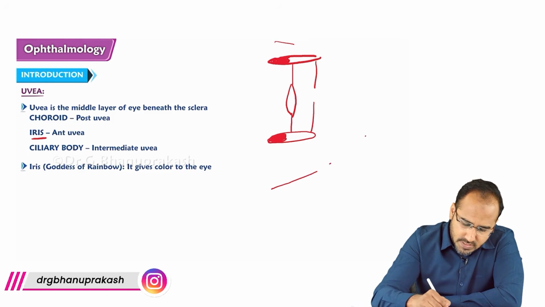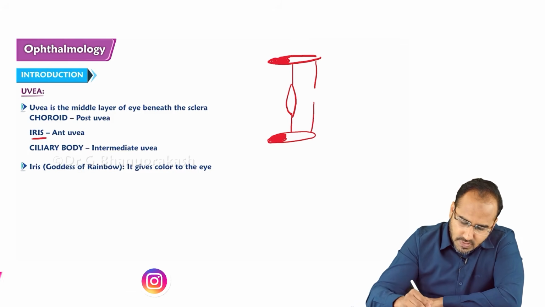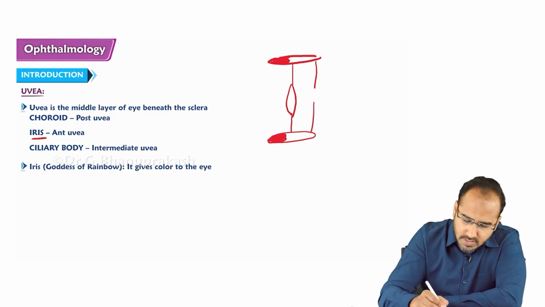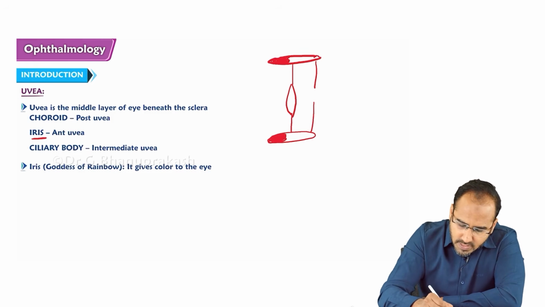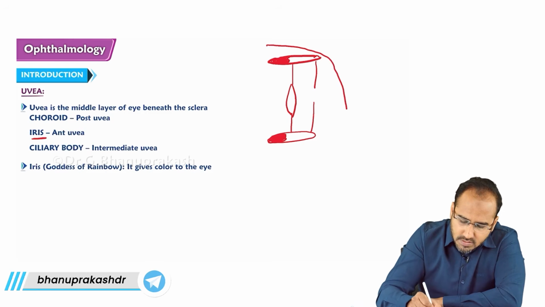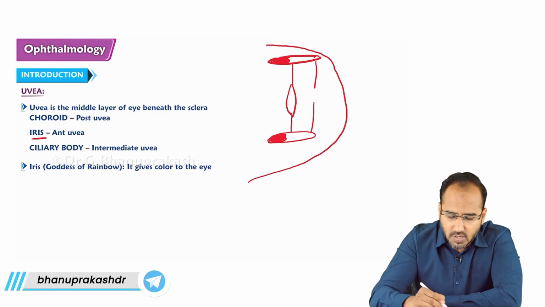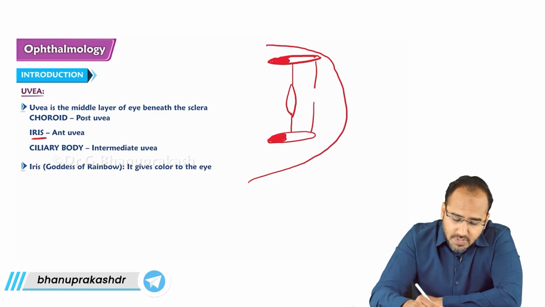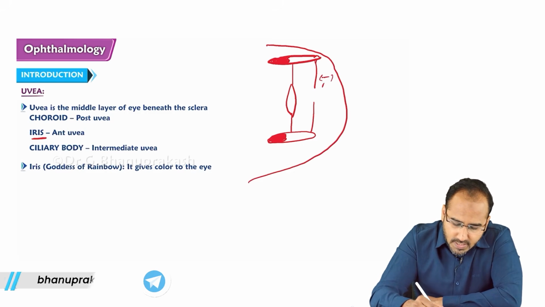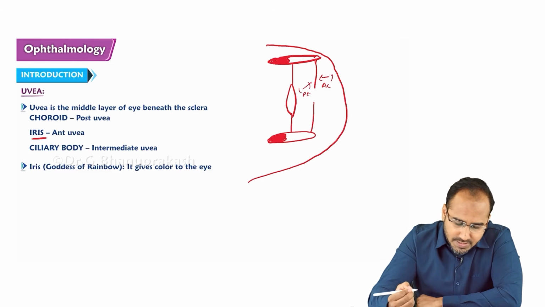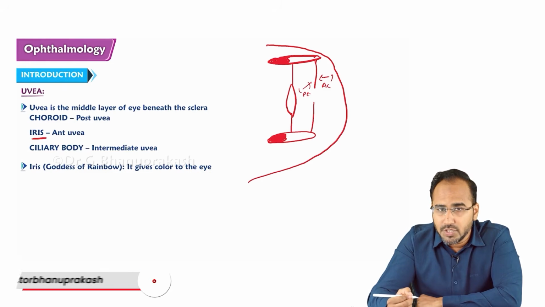So what we'll do is, just look over here. Now imagine this is the cornea. Now guys, I told you the space between iris and cornea is the anterior chamber, and between iris and lens is called the posterior chamber. We were talking about uvea.